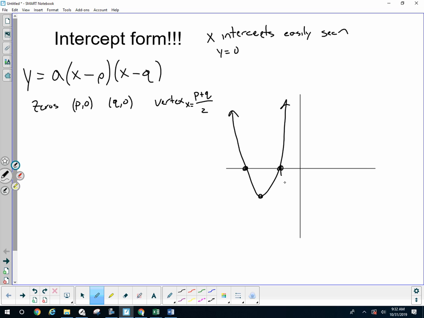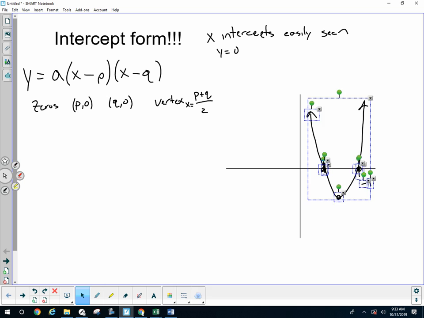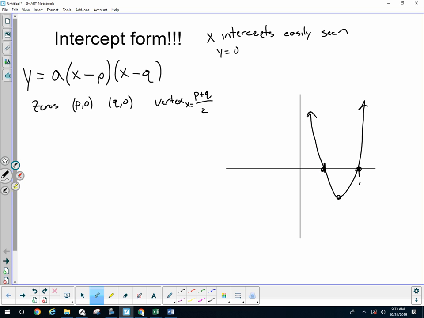This is at x equals negative 1. This is at, let me just slide it over so we start with an easier one. This is at x equals 3. This is at x equals 1. This is the point 2, negative 4. Let's find the equation. Y equals.